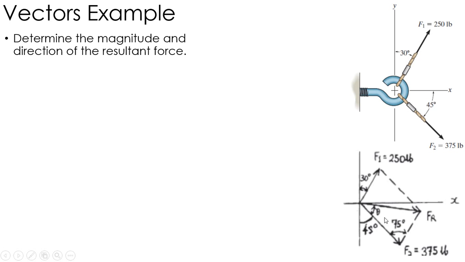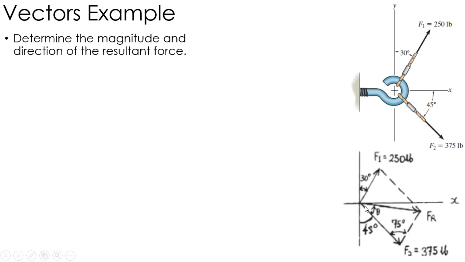I know that this angle is 75 degrees, and I know that because of the 45-degree angle and the 30-degree angle. So if I had a vertical line in here, going that way, from the vertical line it is 45 degrees, alternate interior angles, and then from here to here is 30 degrees, because that's the direction of F1. So I know 75 degrees, I know this side is 375, and I know this side is 250.